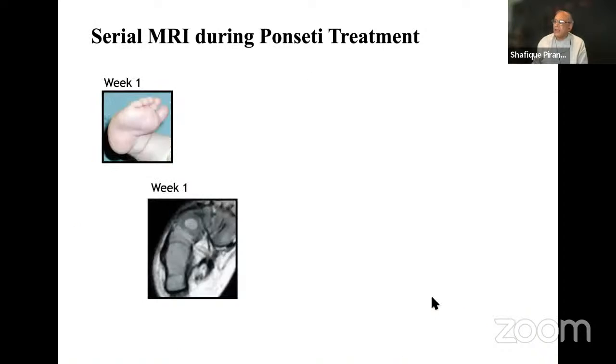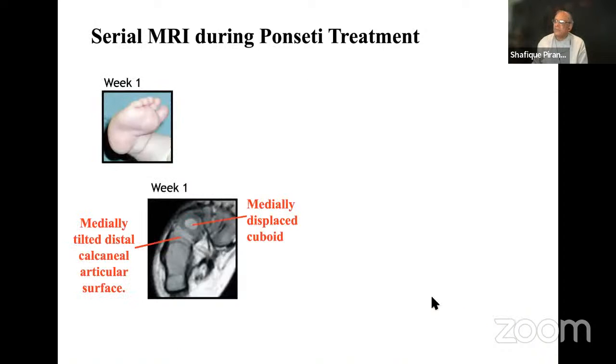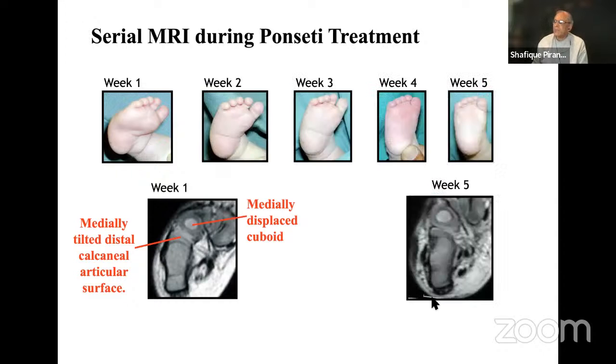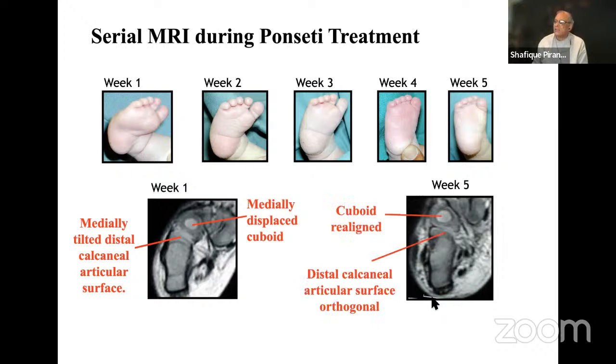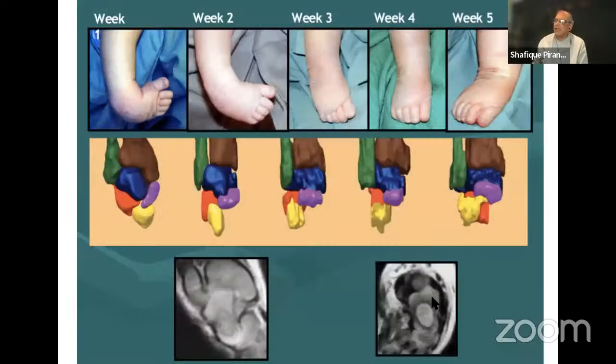And of course, I would also like to show you from the plantar aspect, week 1, the medially tilted distal calcaneal articular surface and the medially displaced cuboid. And as you correct the foot, and here you see the elements of the Pirani score improving, the curved lateral border as well as the medial crease, you can see that the cuboid is now realigned and the distal calcaneal surface becomes orthogonal to the long axis of the calcaneus.